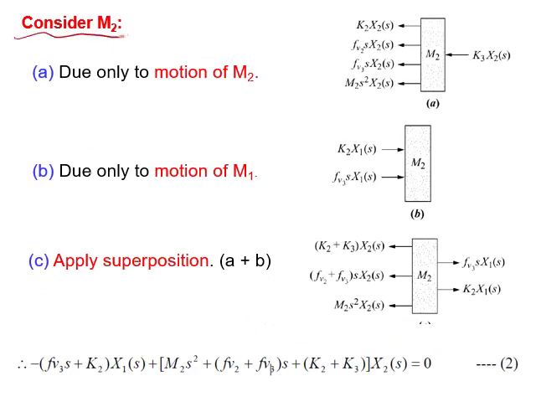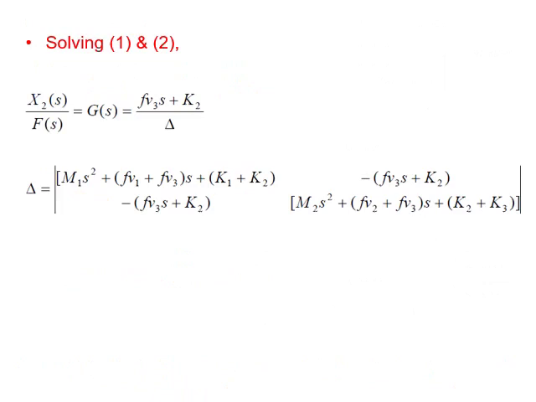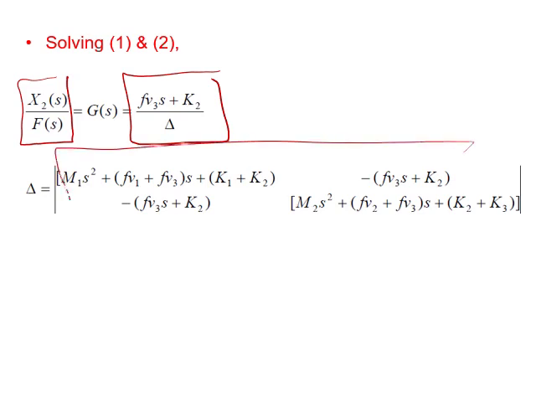Similarly, we are going to do it for M2. Due to M2 and due to the forces transmitting from M1, we will apply superposition, and that's the equation which we are going to get. So we are going to solve the two equations. We apply the math here. Equations 1 and 2 will be solved and rearranged to get x2 over F, and finally it's equal to this value, where delta, by Cramer's rule, is the determinant of the coefficients of the quantities x1 and x2, and they are placed here.